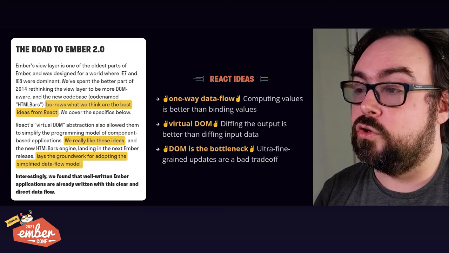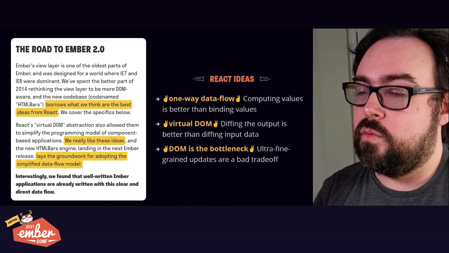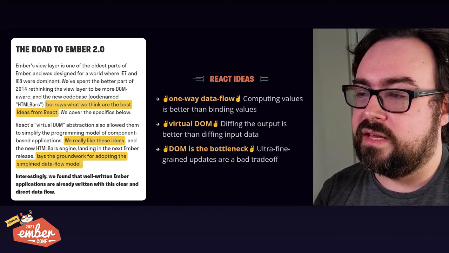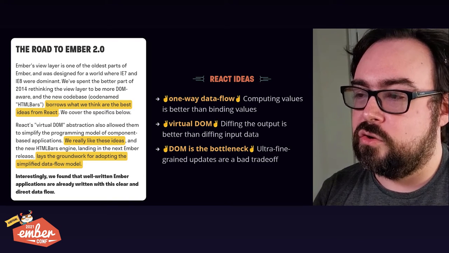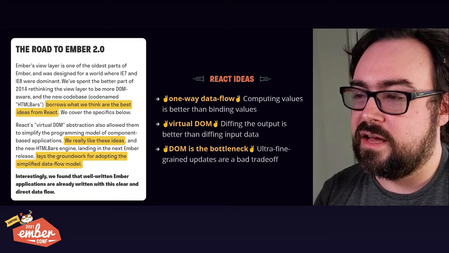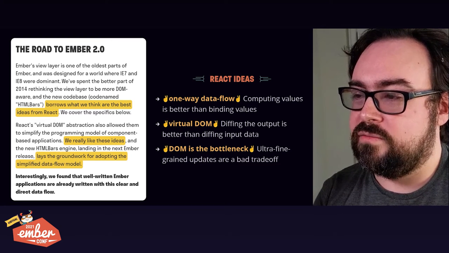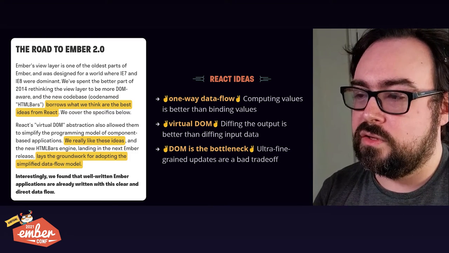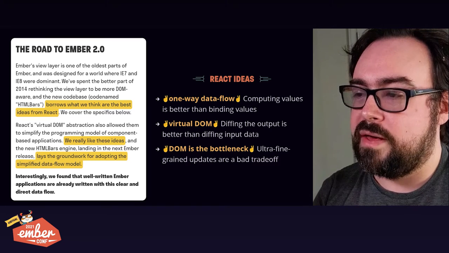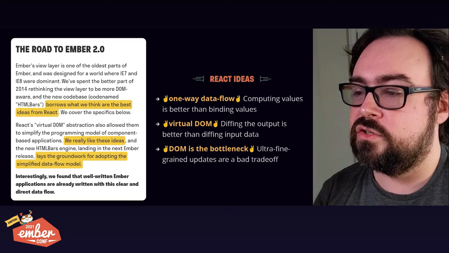It had shaken up front-end for good reason. Basically, everyone had cargo-culted two-way bindings from desktop frameworks. React showed that it's better to use functions to calculate values than just have data flying around. React also showed that diffing output is better than diffing data. And coarse-grained updates can perform better than ultra-fine-grained updates when considering initial render. And you really should consider initial render.